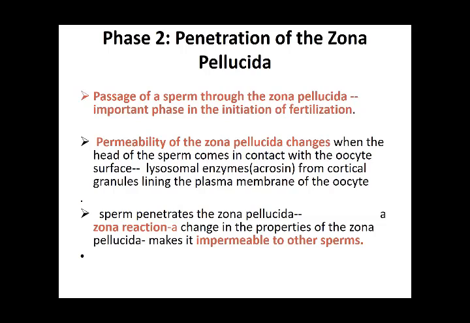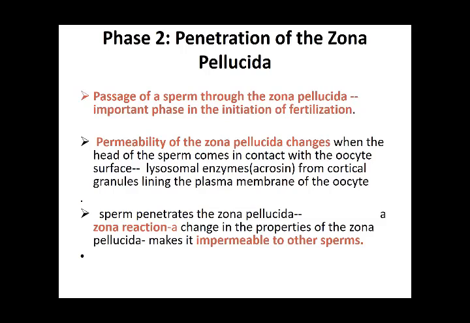It is going to allow only one sperm to pass through the zona pellucida and make the other layer of the zona pellucida impermeable to other sperm. So it changes the permeability for sperm and prevents polyspermy, that is, more than one sperm passing through and fertilizing the oocyte. That reaction is what we call the zona reaction. So we have three I'm going to talk about in detail.